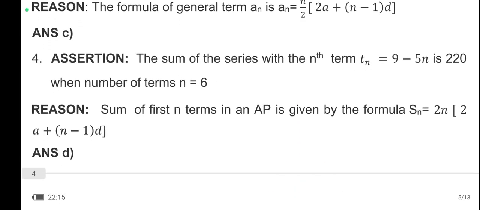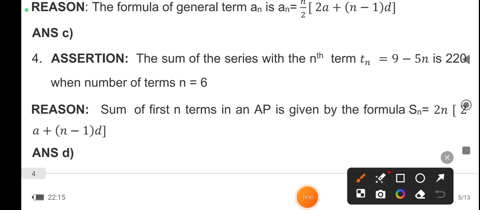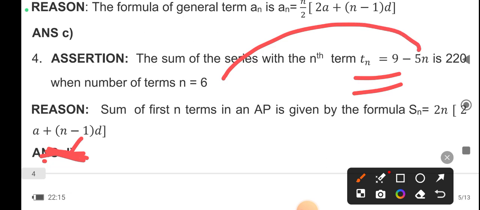Then the fourth one. Now some of the series here, D is not correct. So don't look at the options. We will just discuss which is correct. Even if the answer may be correct, first we will discuss. An is 9 minus 5n and the sum is 220. N is 6.